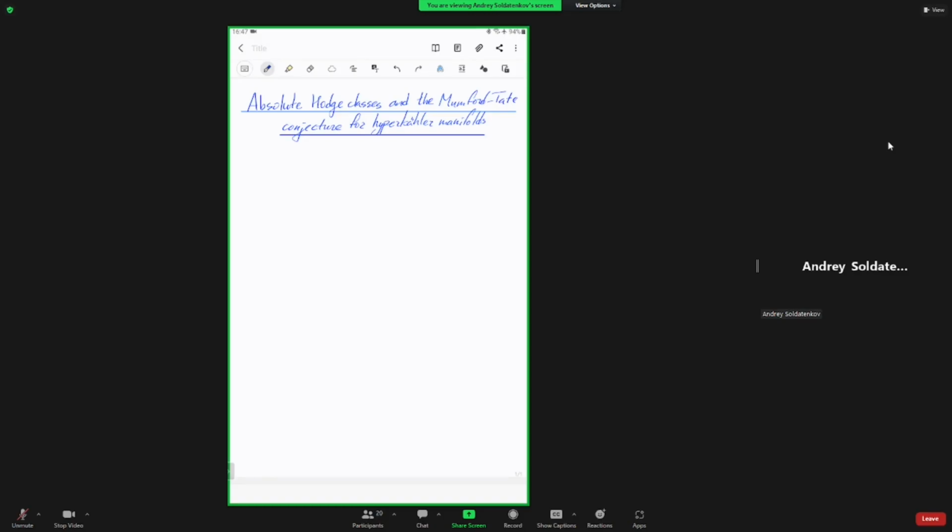So I, in general, study hyperkähler geometry, but recently I did some work that will probably be interesting for the participants of this seminar. It is somehow related to the Hodge conjecture and to some other conjecture, which is called the Mumford-Tate conjecture. I'll try to give you an idea. Probably I will not go into details of the proofs, but I'll just try to explain the general idea of what I was studying.